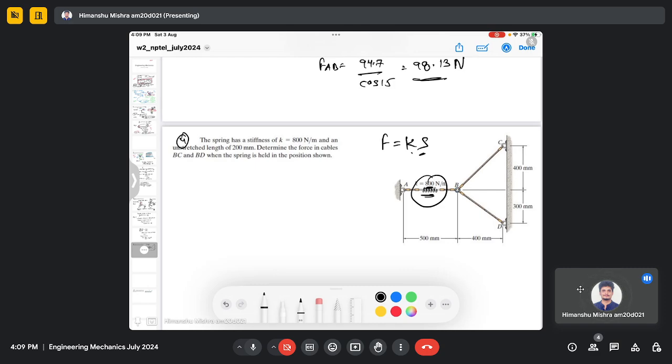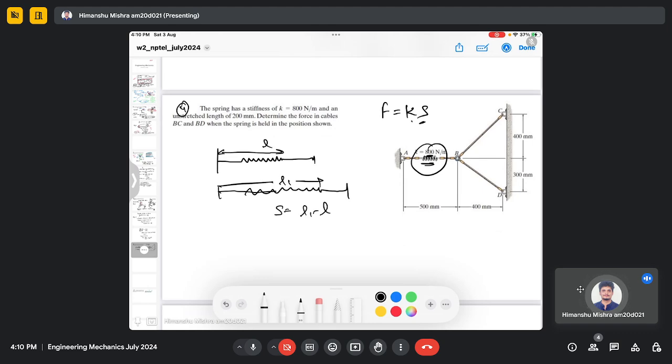So for example, let's say you have a spring here which has a natural length L. This is your length L. Now you stretch this spring to L1. So your S will be L1 minus L. And the same is also true when you compress the spring. If you compress the spring, this is your L2, and L2 is less than L, which is the natural length of the spring.